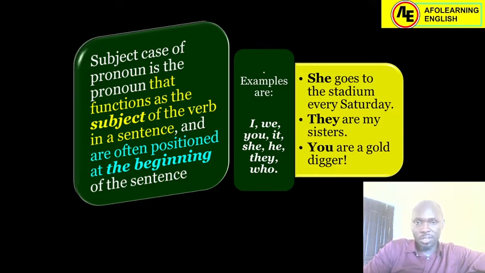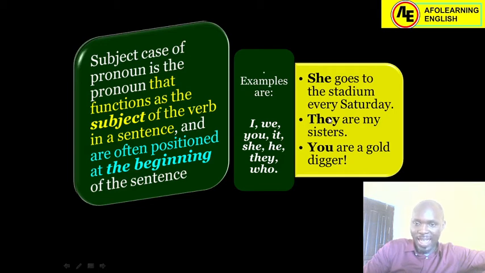So let's take a look at some of these subject case of pronouns in examples. She goes to the stadium every Saturday. Now, she, as you can see on the screen, is the subject of this sentence. It's also the subject case of pronoun. It's also a pronoun, so it functions as the subject. It is positioned at the beginning of the sentence as well. So the subject case of pronoun, like I said, functions as the subject of the verb. And in this sentence, she goes. She is a pronoun functioning as the subject case, so it's functioning as the subject of the whole sentence.